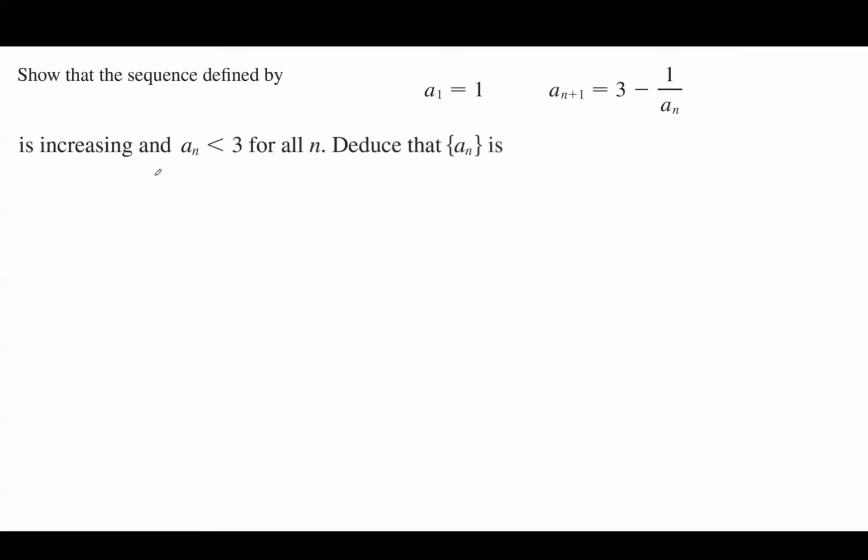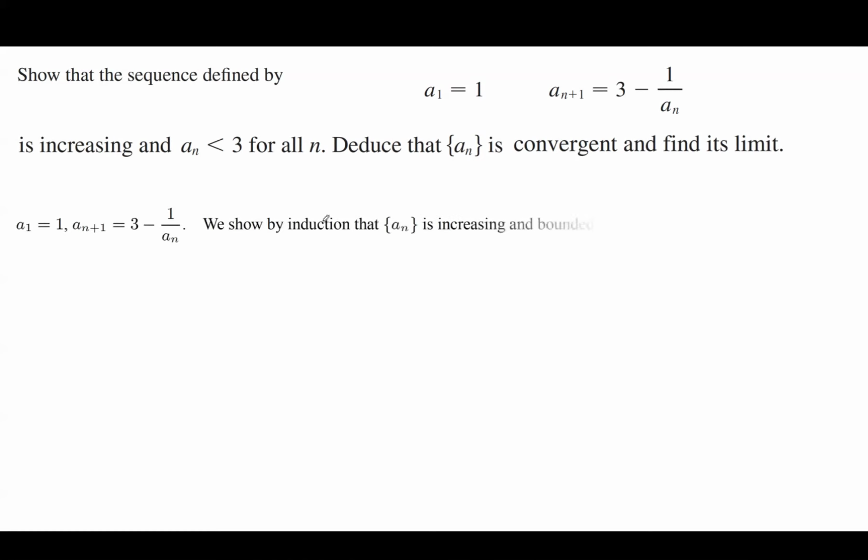Another example for you. This is a little bit more complicated, but bear with me. Show that the sequence defined by a1 is 1, a(n+1) equals 3 minus 1 over an, is an increasing sequence, and an is less than 3. And then deduce that this sequence is convergent and find its limit. You're going to apply induction. By using induction, we can make a decision about this sequence.